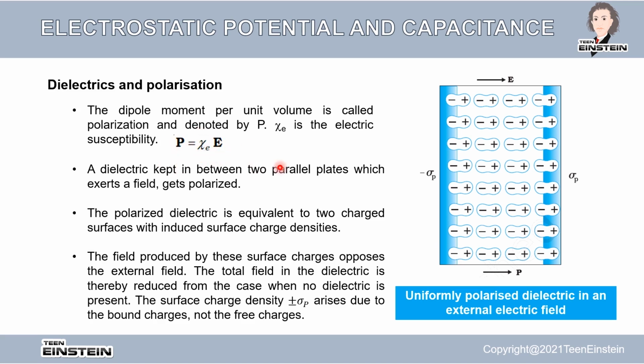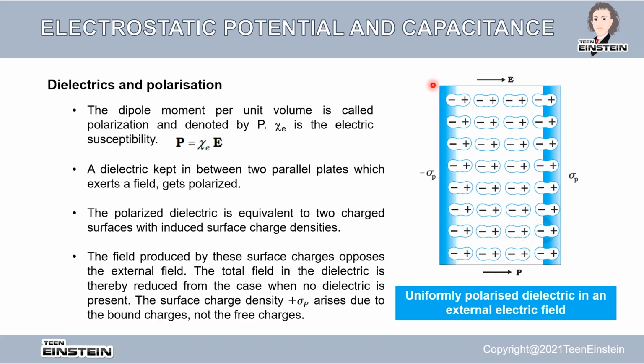Okay, so what happens when you keep a dielectric between two parallel plates which exert a field, and the dielectric gets polarized? Let's assume that there is a plate here, there is a plate here, and the plates exert a field E here, and because of this the dielectric gets polarized. The polarized dielectric is equivalent to two charged surfaces with induced surface charge densities. So we will see how it is so.